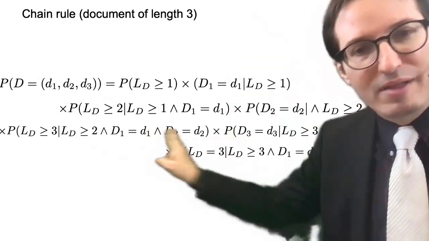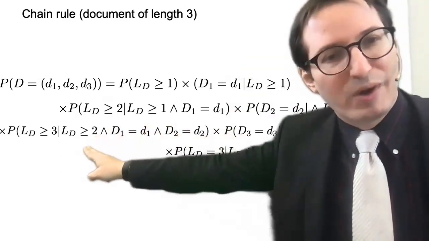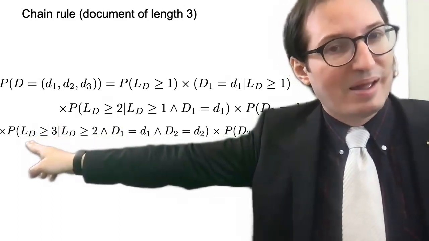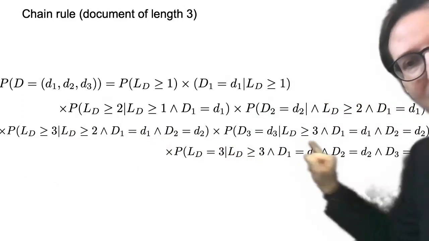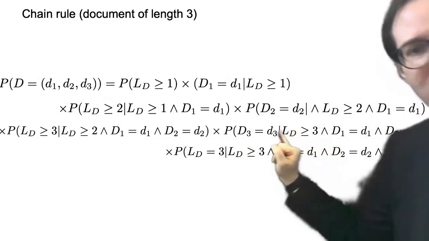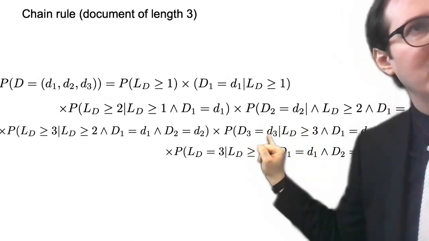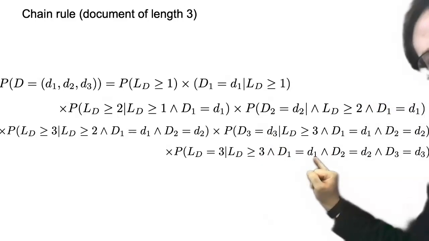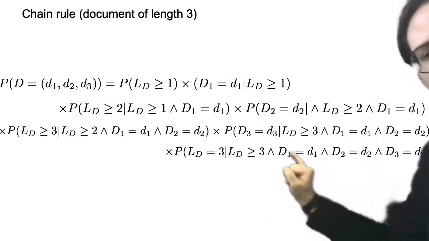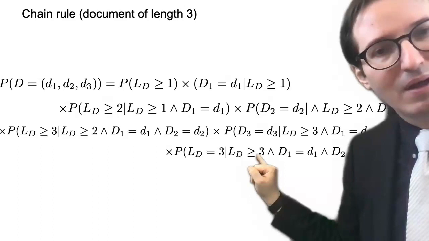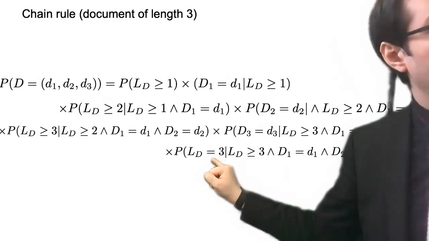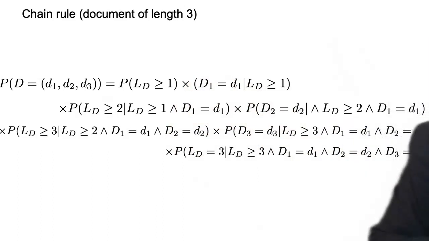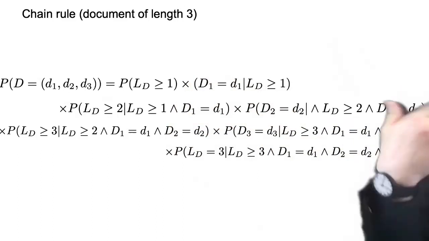Now, if I know that the second term is D2, the first one is D1, and the length is at least 2, what's the probability the length is at least 3? And then if I know that the length is at least 3 and my first two terms are D1, D2, what's the probability, knowing that, that the third term is D3? And then once I know that my first three terms are D1, D2, D3, and the length is at least 3, what is the probability it's exactly 3, meaning we stop. Who agrees with that formula? Right? It's really just a reasoning.